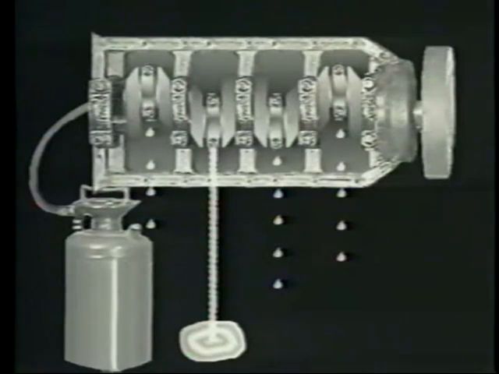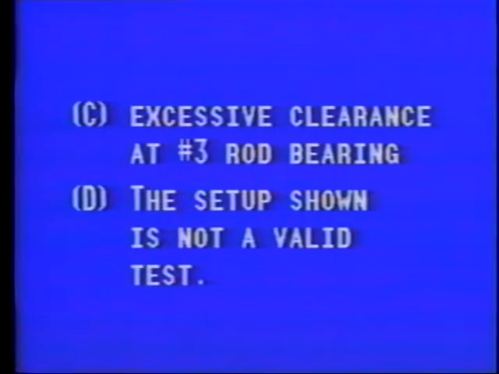Some bearings will show excessive flow when the oil hole in the crankshaft matches up with the oil hole in the bearing. Because of this, if a rod or main bearing shows excessive flow, the crankshaft should be rotated by hand while performing this procedure. In the illustration shown, number 3 rod bearing has excessive flow, indicating excessive clearance. The correct answer, therefore, is response C, excessive clearance at number 3 rod bearing.